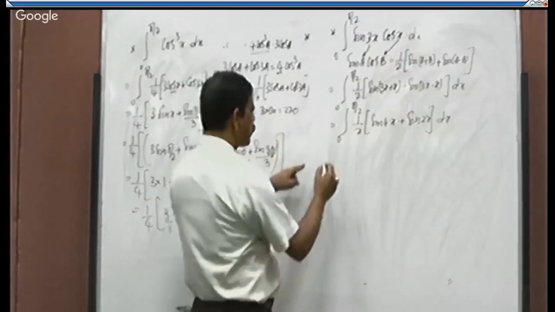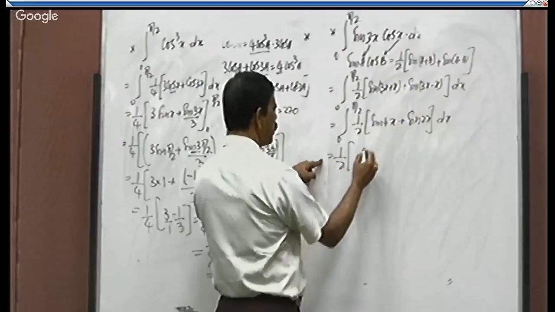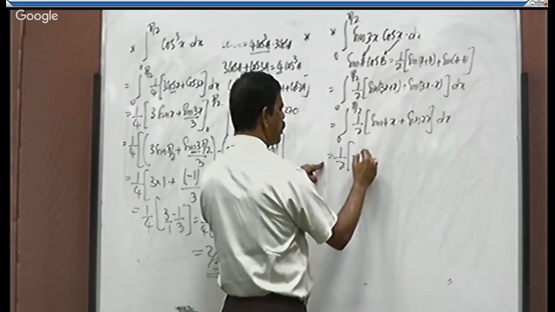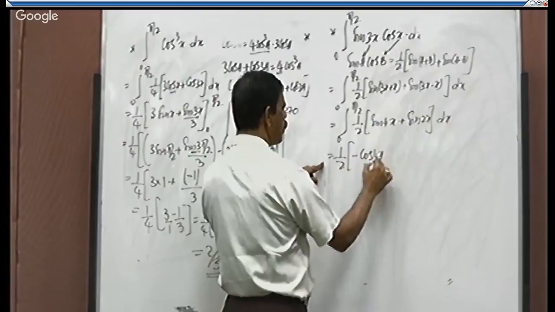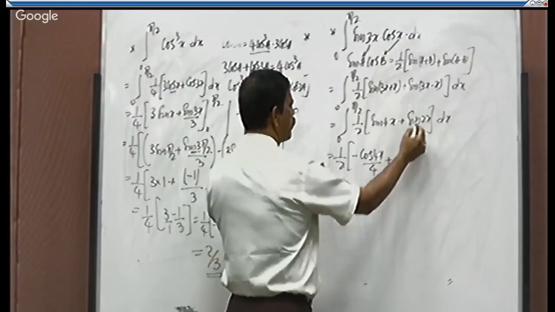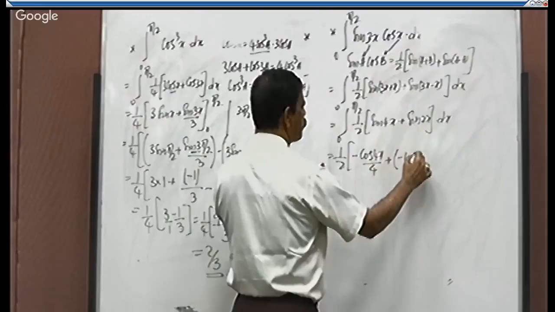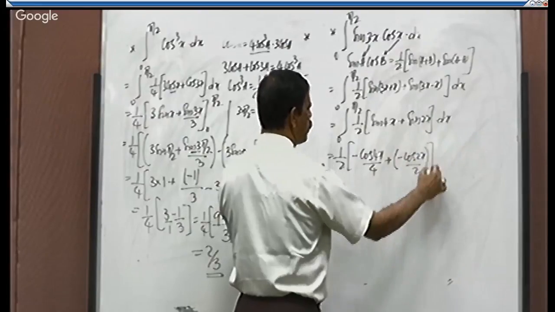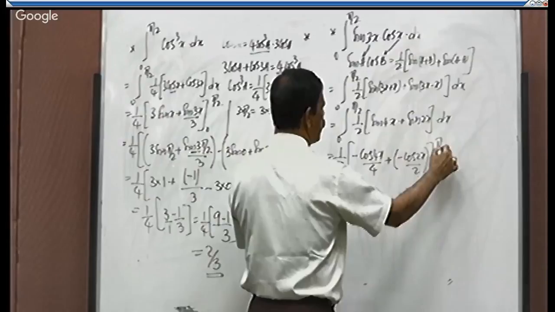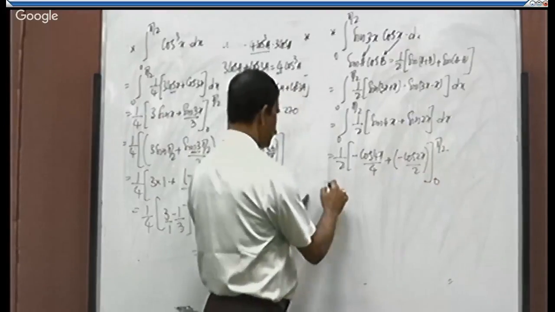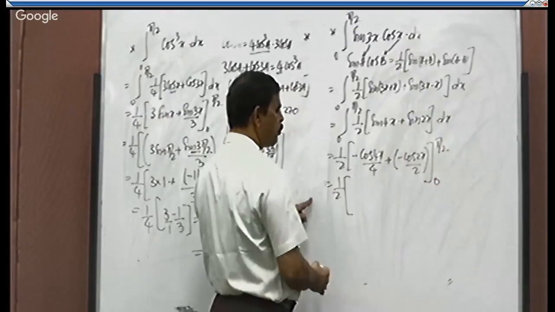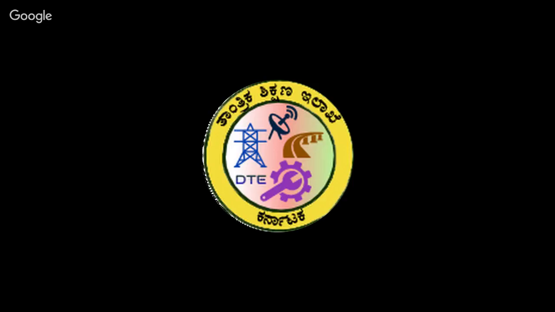Take 1 by 2 outside, constant, then integrate. Integration of sin 4x is minus cos 4x divided by 4, right? Plus sin 2x, it is minus cos 2x divided by 2. Is it right? Limit 0 to pi by 2. Or it is equal to 1 by 2 into, apply the limits, minus cos of 4 into pi by 2 divided by 4, plus into minus, minus cos of 2 into pi by 2 divided by 2.